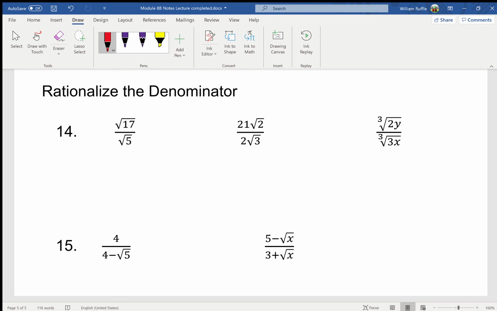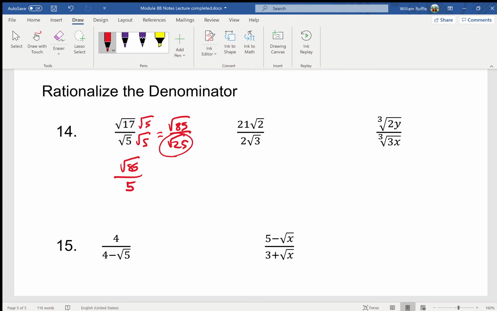So, I've got to look at it. Since this is a square root of 5, what can I multiply to make this a perfect square? Well, this is a pretty simple one. All I do is multiply it by the square root of 5 over the square root of 5. When I multiply this out, I get the square root of 85 over the square root of 25. Square root of 25 is a perfect square, so it's just 85 over 5.